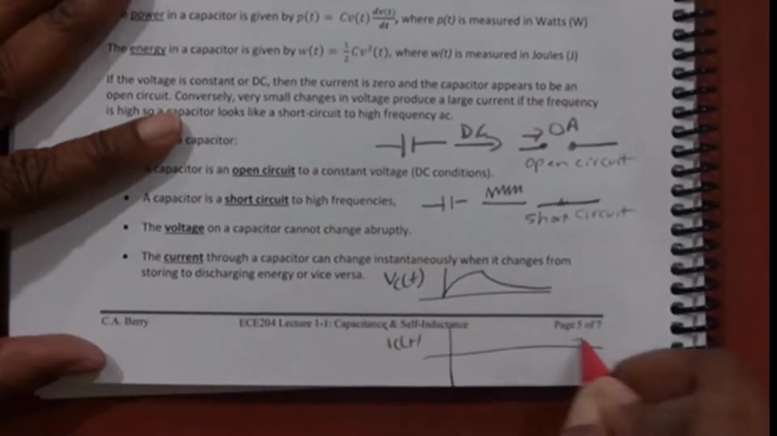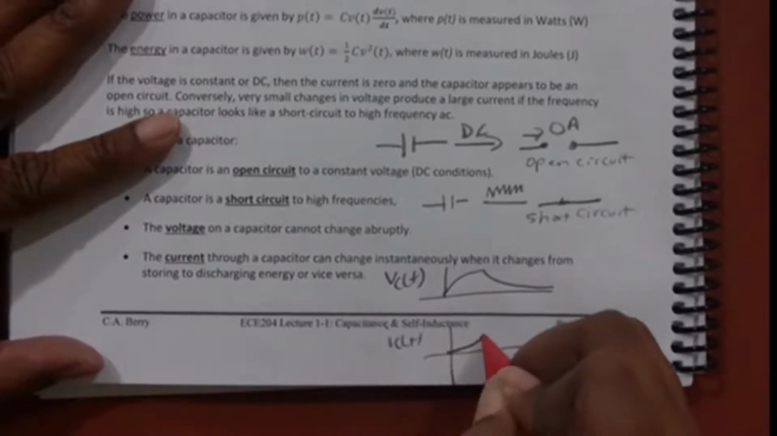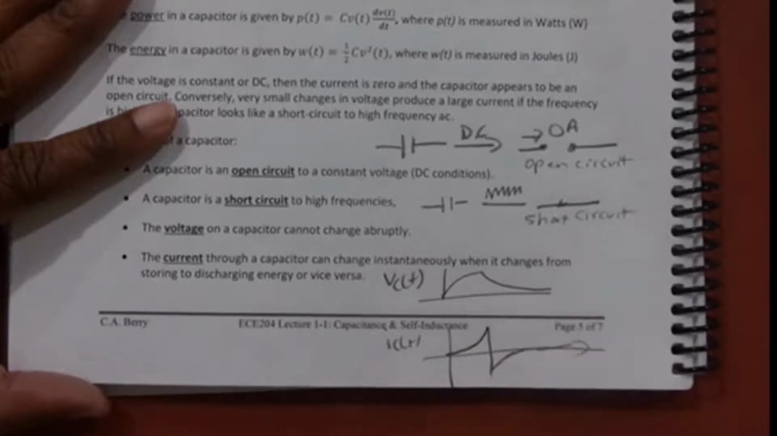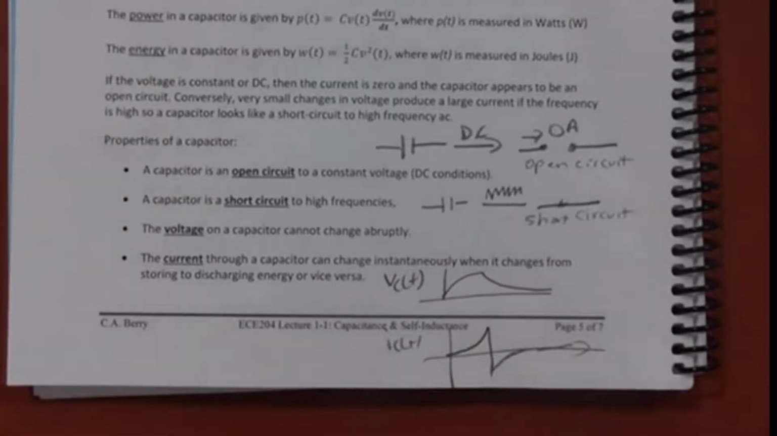But when it changes from charging to discharging, the current can change from a positive to a negative number, because it's the slope, the derivative. So when it becomes a negative number, it drops. So voltage across a cap is continuous, current is not. Current through an inductor is continuous, voltage is not.